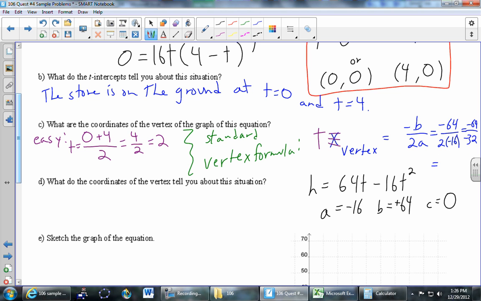Positive 2. And that positive 2 is, of course, the same answer that we got over here, doing it the easy but really not at all standard way of finding the vertex. So a little detail, but it's important.